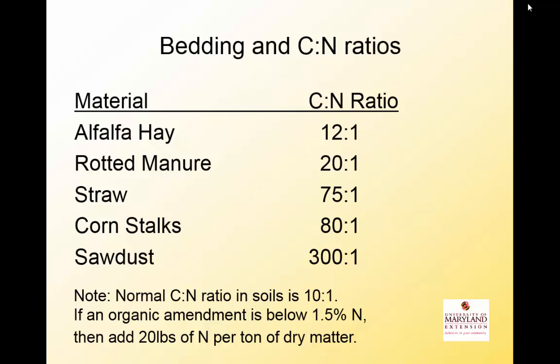Now, I don't know anybody that uses alfalfa hay as a bedding. Sometimes it gets mixed into cattle barns if you're feeding it to them. More likely you're going to use straw, corn stalks, and sawdust. But this is why bedding can affect the nitrogen content.